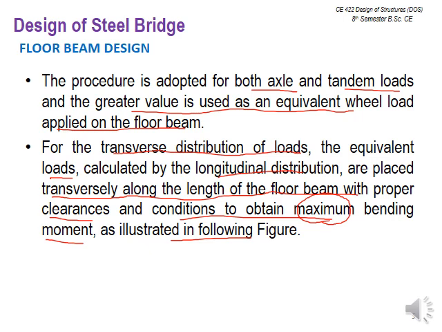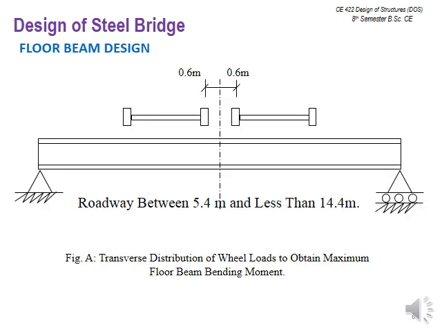Now you draw the moment ILD and shear ILD, and from there you multiply your equivalent loads with the ordinates to get the maximum moment. Here you have to remember this, which is by the AASHTO standard specification. Where you have to do the transverse distribution of the wheel load to obtain the maximum floor beam bending moments, what will be the criteria?